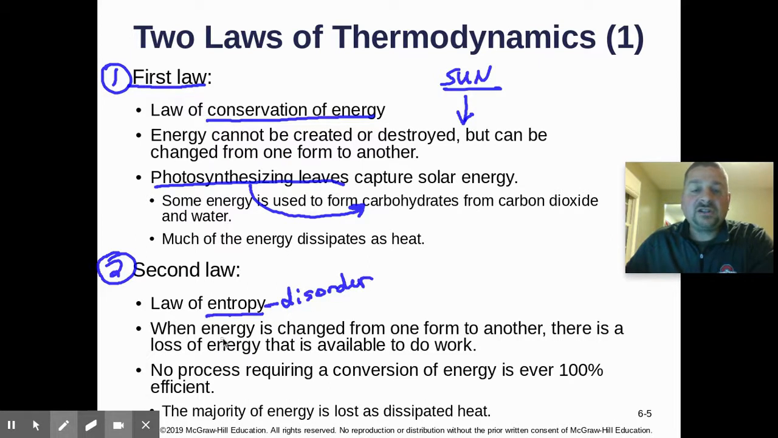Okay, when energy is changed from one form to another, there is a loss of energy that is available to do work, or sometimes you say there's a loss of usable energy. No process requiring conversion of energy, anytime energy changes forms, it's never 100%. Okay, we can do things to try to make it closer.